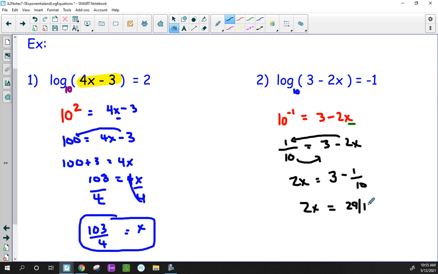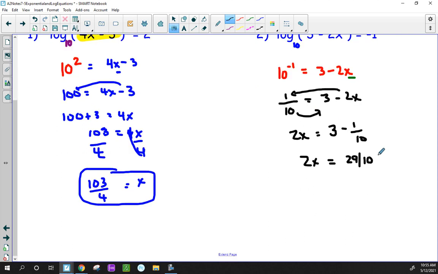As always, you can use your calculator to verify, to check that. And you can even use your calculator to find the decimal, but again, converting it to a fraction is better. And then you're going to divide by 2. And so this is the same thing as me saying 29/10 times the reciprocal of 2, which is 1/2. And when we have fractions, easy, multiplying just straight across.